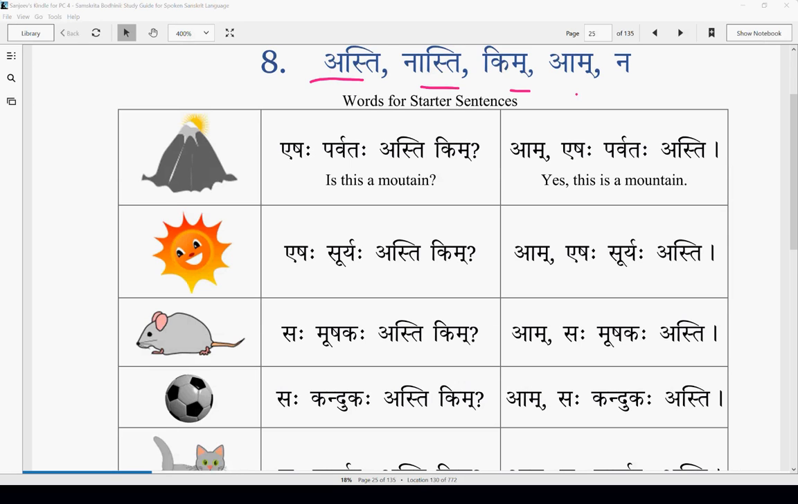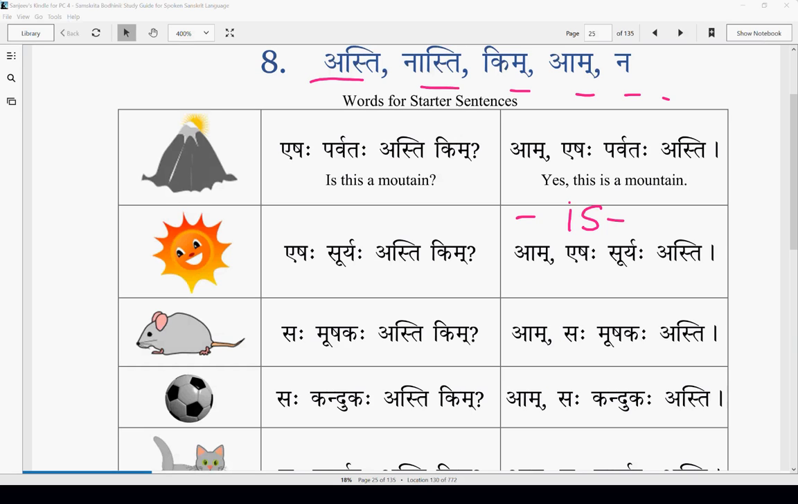Here we are studying Asti, Nasti, Kim, Am, Na, this set of words. So Asti means is. Like in English you can assume it as is. So this is a verb. The order of subject, object, and verb in Sanskritam does not usually matter. You can put in any order.